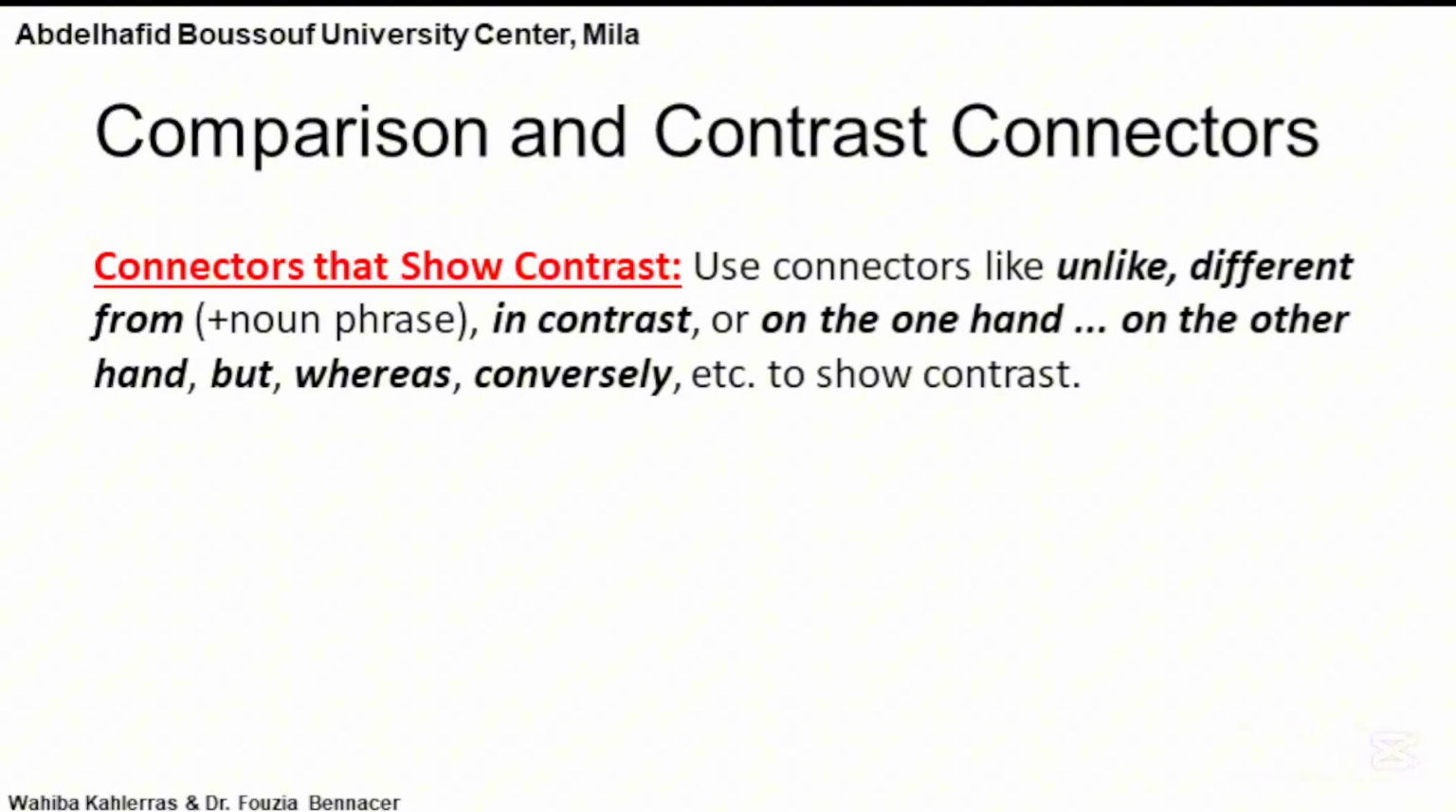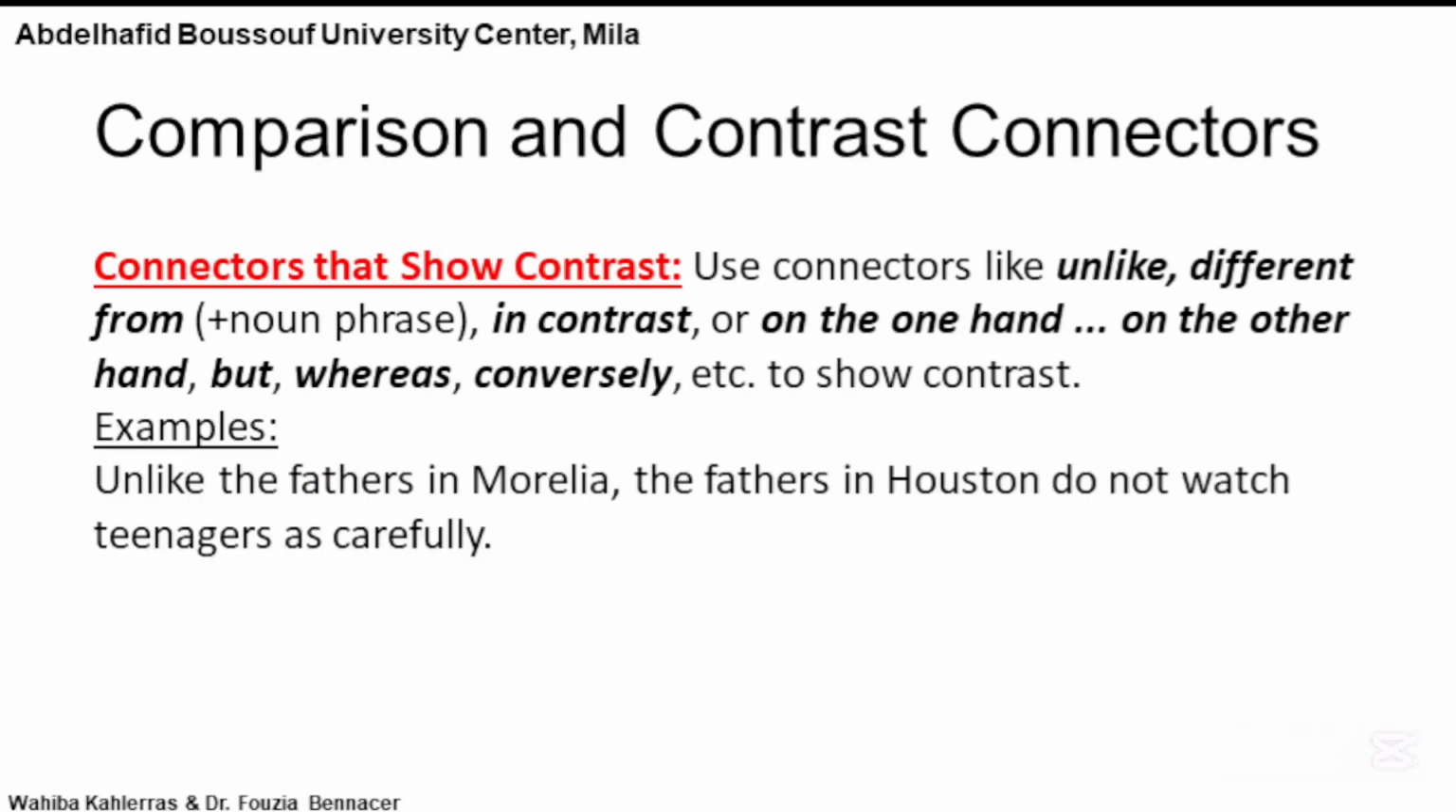Those two take a noun phrase after them. Or when we join two sentences, I use in contrast, on the one hand, and on the other hand. I can join sentences using but, whereas, conversely. All of these indicate differences, and they show, therefore, contrast between two items or two ideas. For example, unlike the fathers in Moralia, the fathers in Houston do not watch teenagers as carefully.